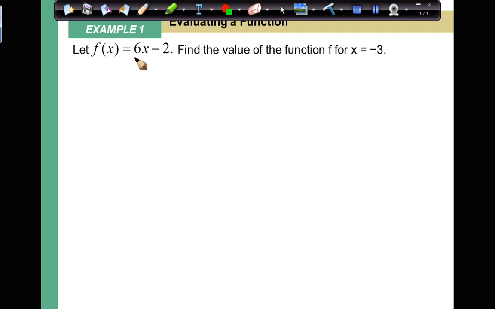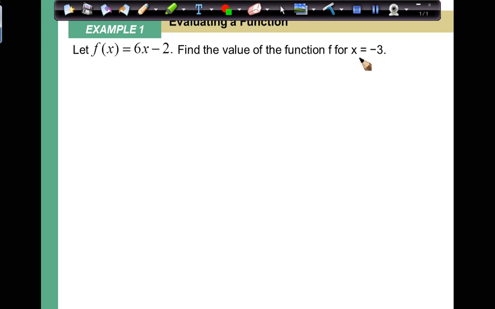Let f of x equal 6x minus 2. Find the value of the function f for x equals negative 3. So this is our function's name, f. This is the input x, and this is the function rule. This tells us what the factory actually does.